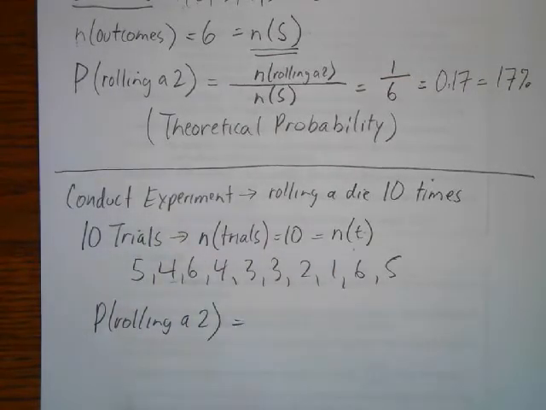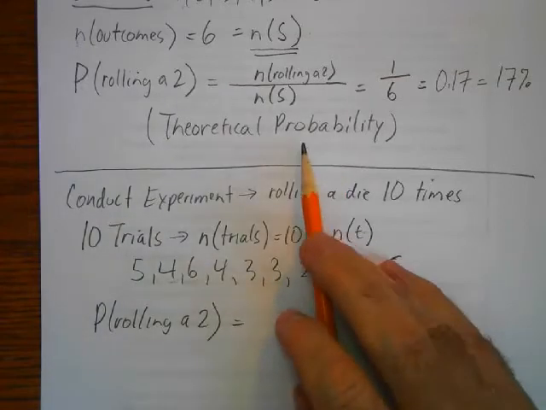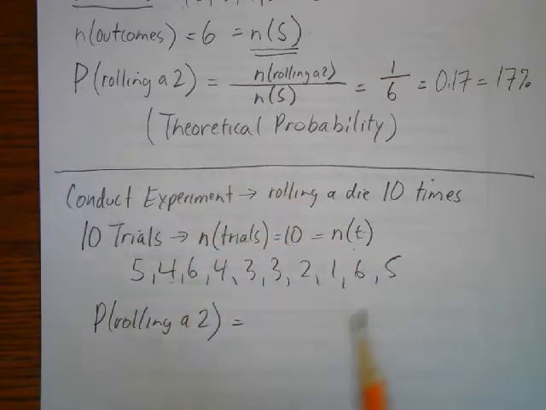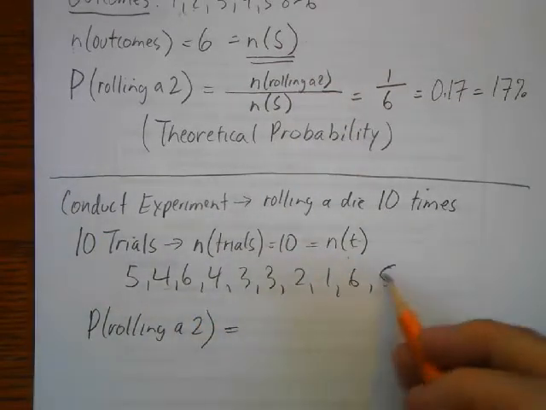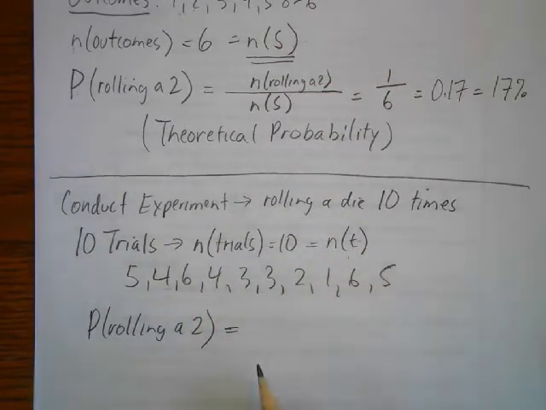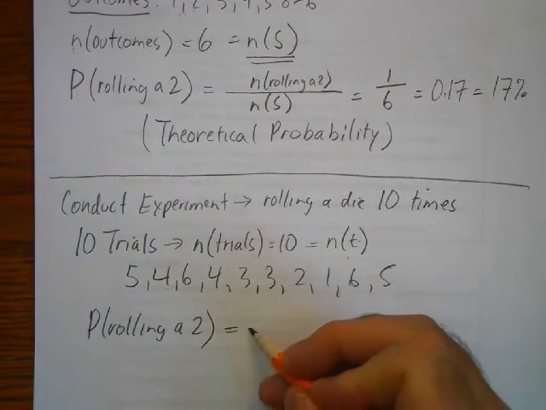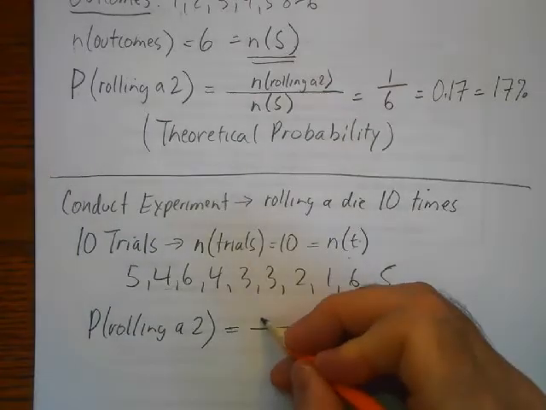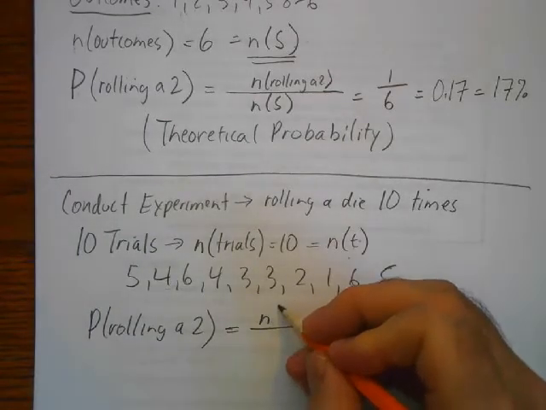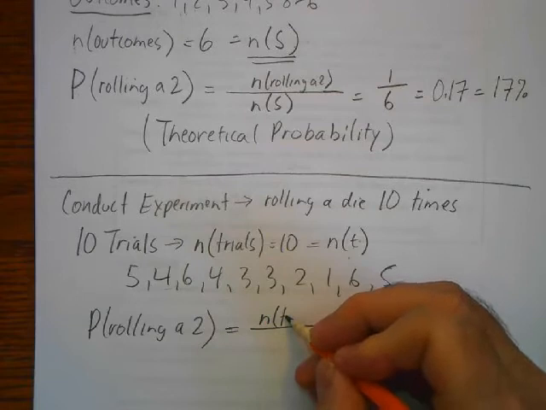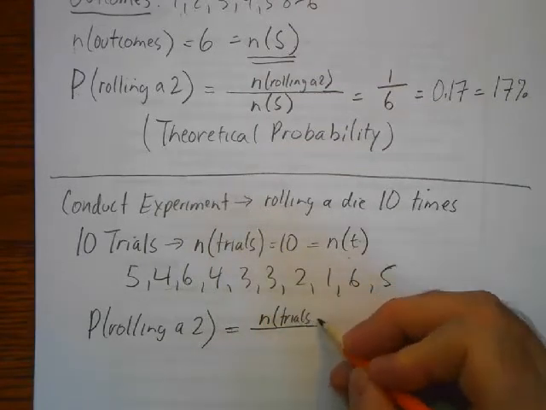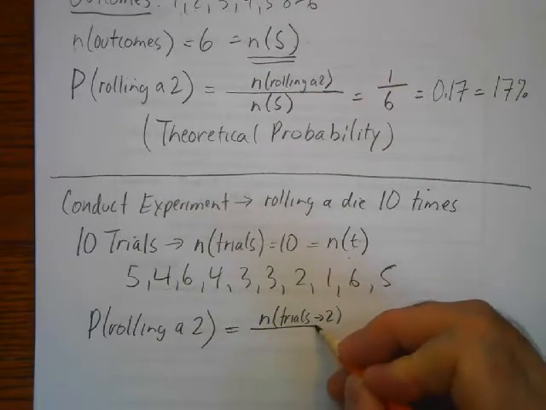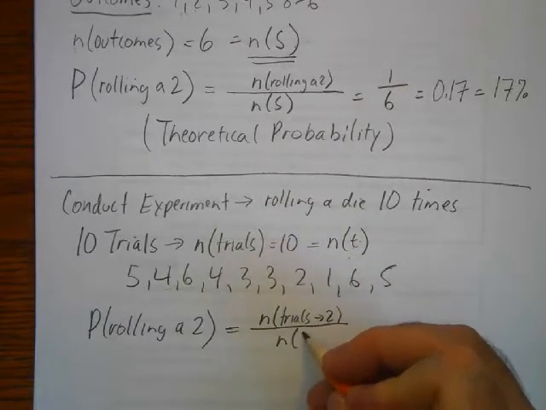okay, so this is now experimental probability. It's going to be, it might be the same number as this, but it might not be, because this is kind of random chance. So if I do probability of rolling a 2 now, I count the number of trials where I got a 2, and that would be over the total number of trials.